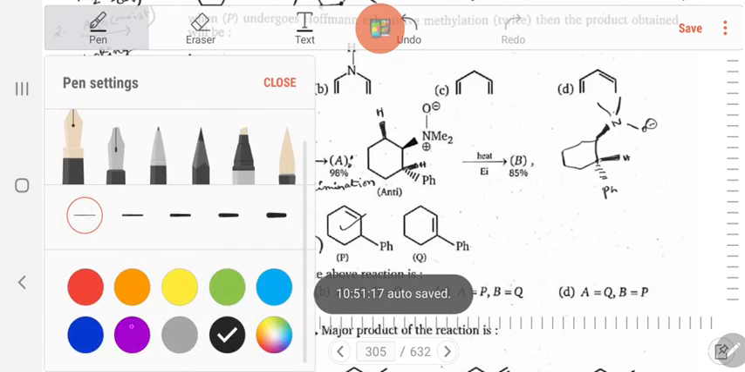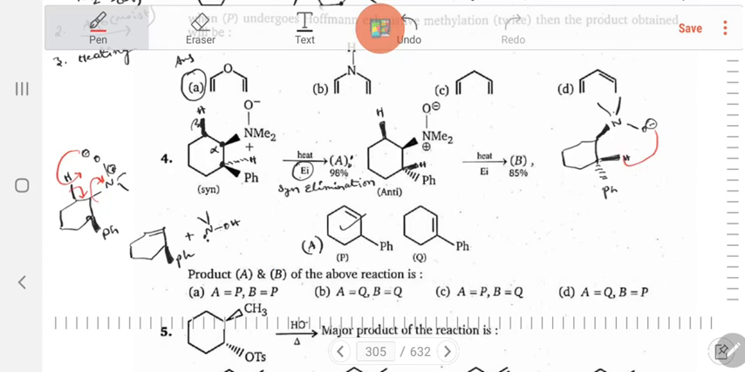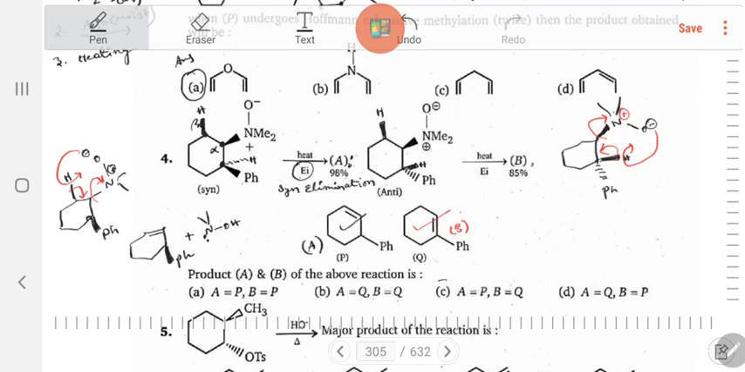Now the corresponding mechanism. So O minus abstracts this hydrogen, then this bond will shift here, then this bond will shift over nitrogen. Of course nitrogen got a positive charge, that was neutralized now. So now you will get a double bond here. So this is B. So A is P, B is Q. So the correct answer is C. This is the correct answer. Next, coming to question number 5.